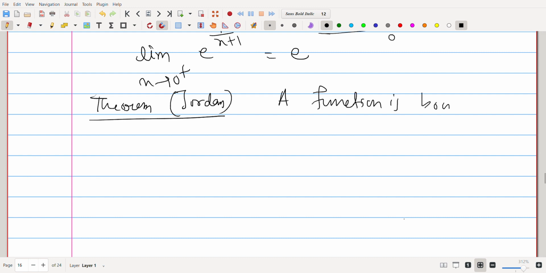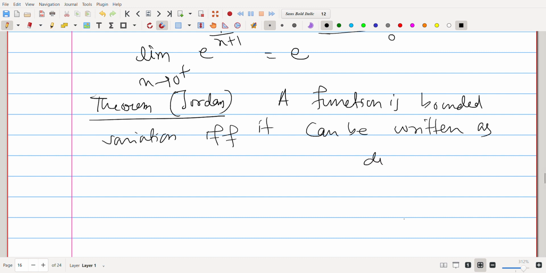A function is of bounded variation if and only if it can be written as a difference of two monotone functions.